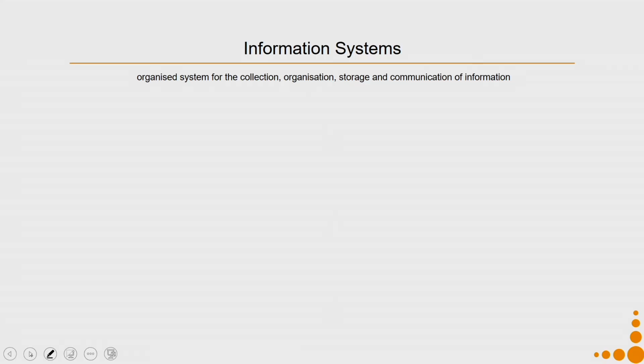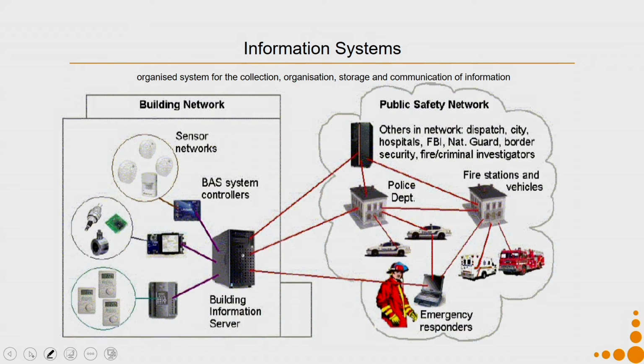Another kind of system: information systems. An organized system for the collection, organization, storage and communication of information. As the name suggests, it deals with information, but it has to do with an organized system for collection, organization, storage as well as communication of information. We know lots of examples of this. We will have some networks, then we will have public safety networks, and all of them are interacting with each other.